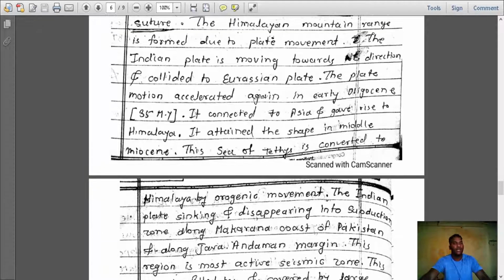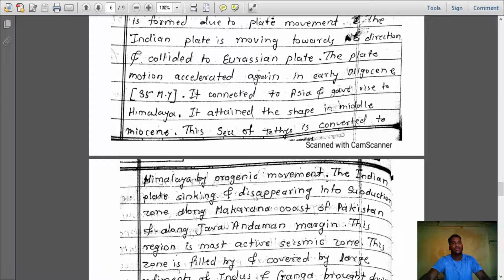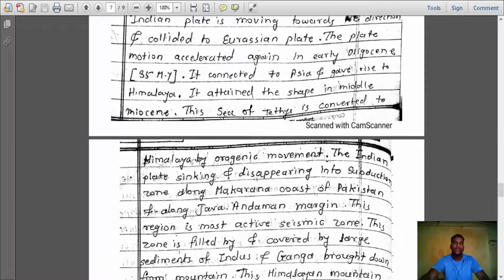The Indian plate is sinking and disappearing into the subduction zone along the Makran coast of Pakistan and along the Java Andaman margin. This region is the most active seismic zone.